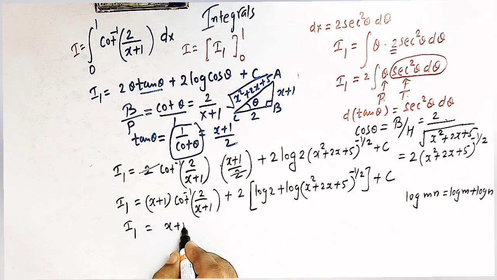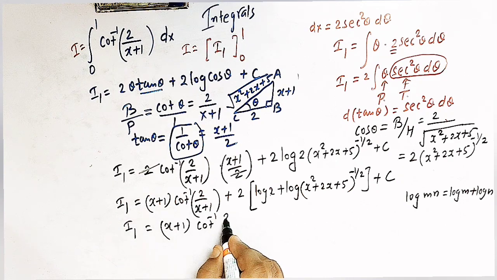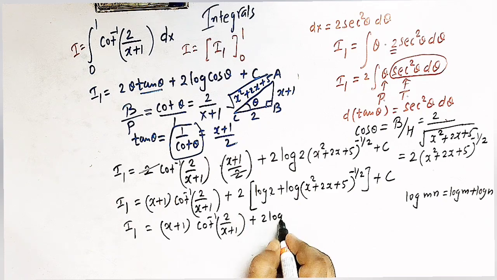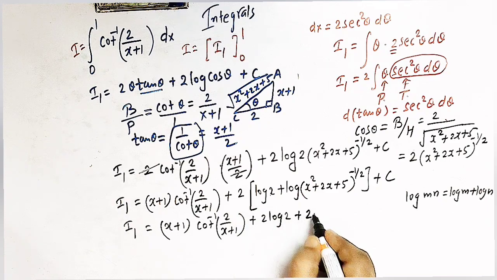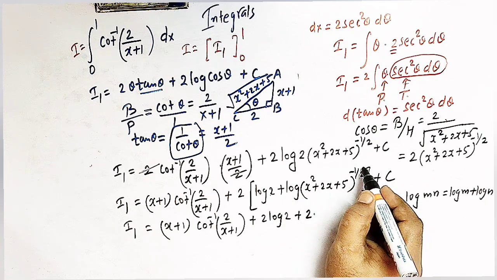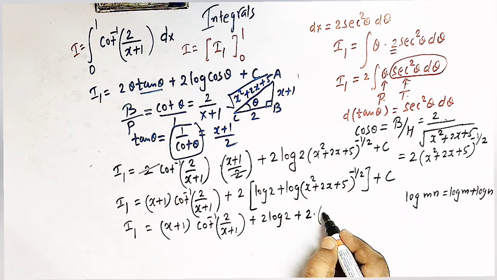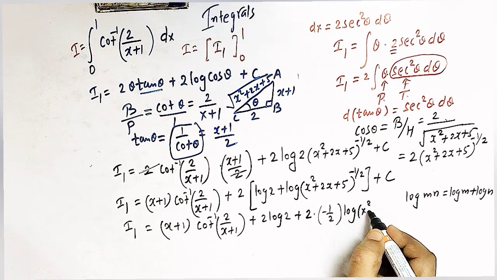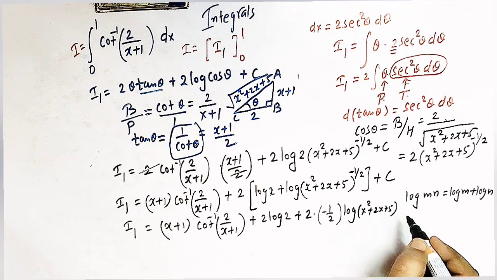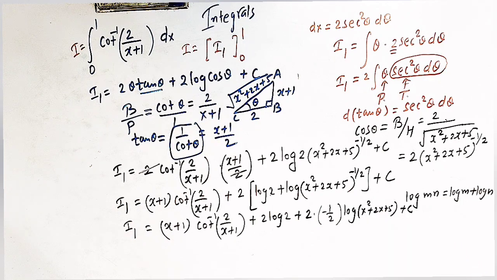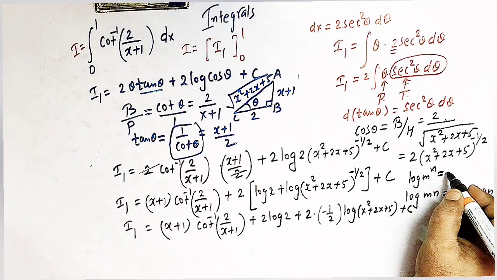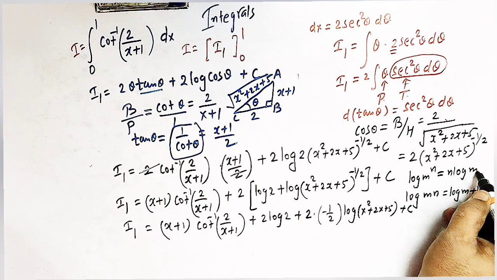So here we have x plus 1 times cot inverse 2 over x plus 1, and then we can multiply these two terms by this 2. So we have 2 log 2 plus 2 times log of this term. We can now take this minus half in front of log. So we have minus half times log of x square plus 2x plus 5, and c is the constant of integration. Here we have used this property of log, that is log m raised to n is n log m.